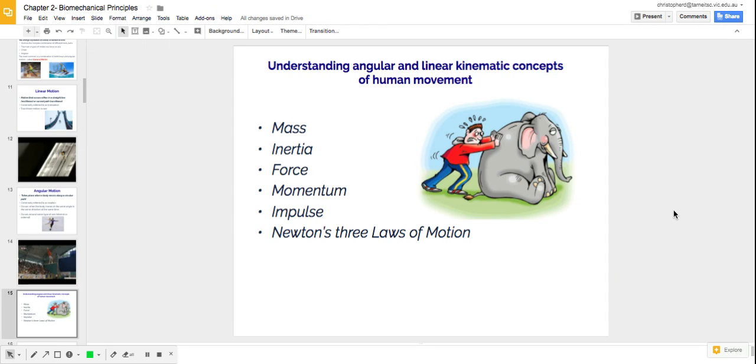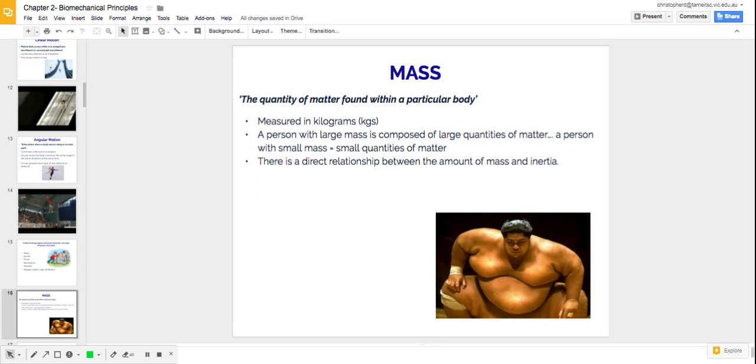Throughout this chapter, you're going to have to understand the concepts of mass, inertia, force, momentum, impulse, and then later on we look at Newton's 3 laws of motion. So these are important to be able to understand and therefore apply.